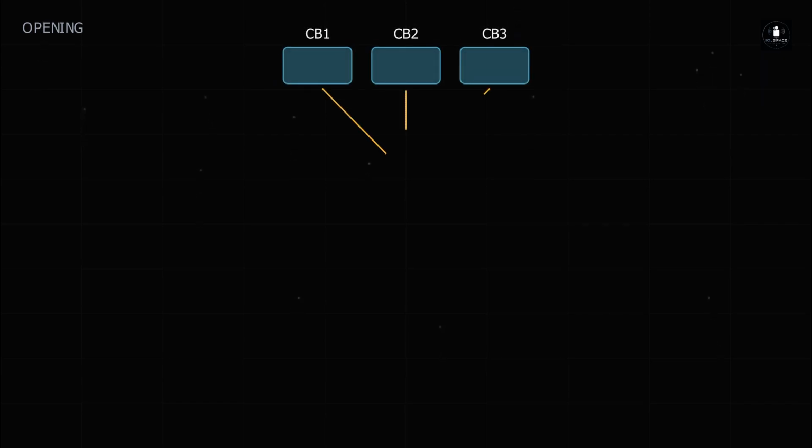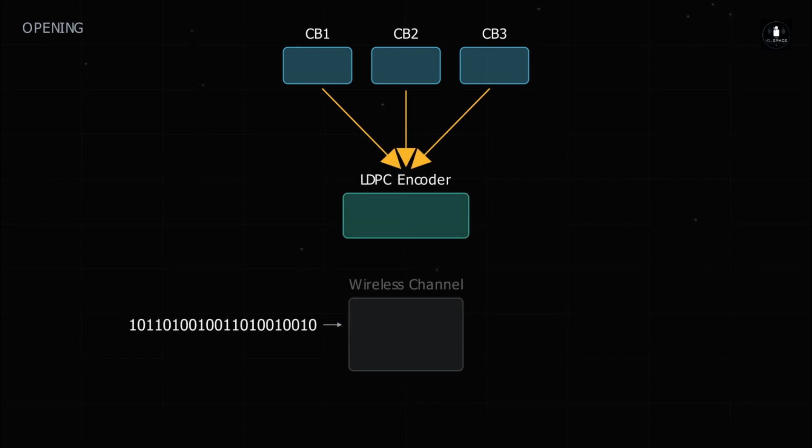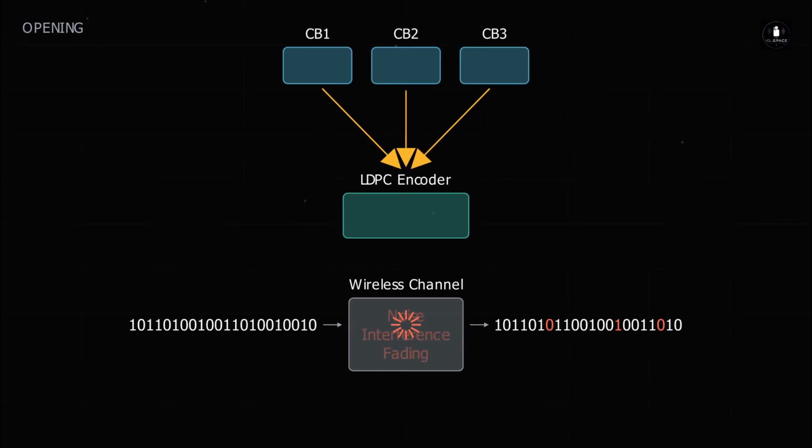In the previous episode, the transport block was divided into multiple code blocks. Each code block is now ready for channel coding. But why do we need channel coding? Why not simply transmit the original bits through the wireless channel? Because the wireless channel introduces errors through noise, interference, and fading. Before transmission, the data must be protected.